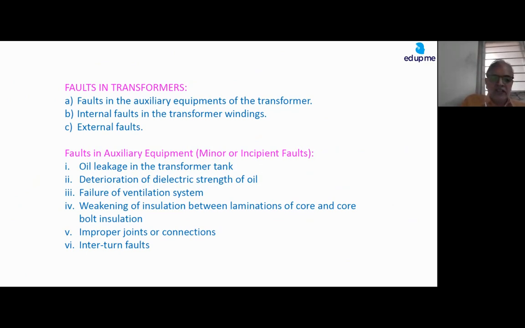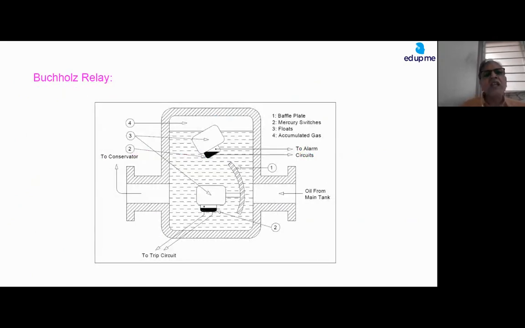Improper joints or connections, and inter-turn faults, faults within two turns of the same phase. These are all minor or incipient faults, not damaging the transformer immediately, but they are required to be sensed. This is the relay which is used, the Buchholz relay, a very well-known relay. Most of the institutions are teaching it, and most of the field engineers must be knowing it.